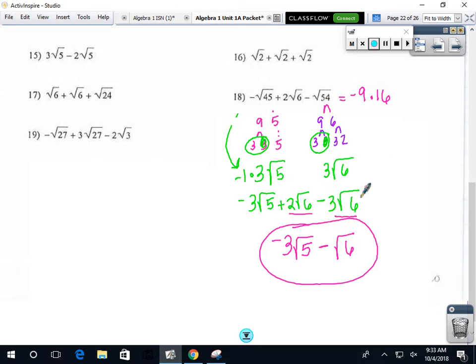Okay, now let's type in our answer. -3 square roots of 5, arrow over, minus the square root of 6, and you get the same thing, right. So that lets you know you did it right. Okay, that's how you can always check to make sure you did it right.